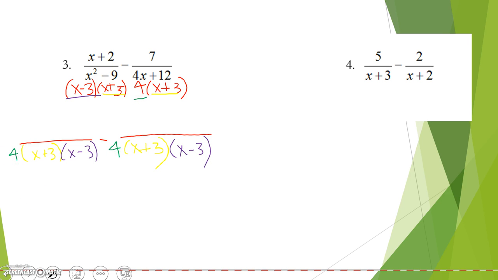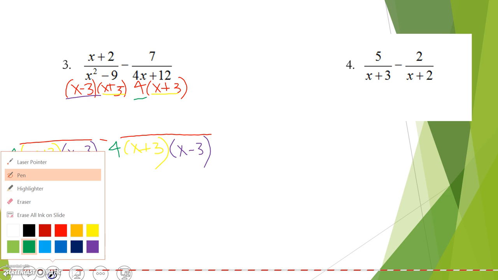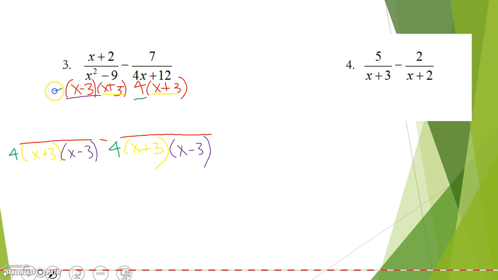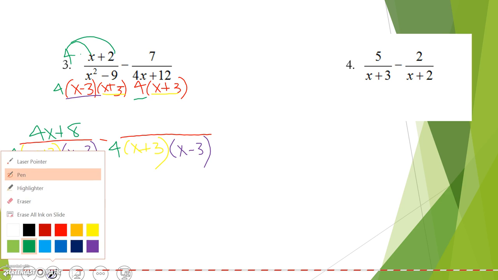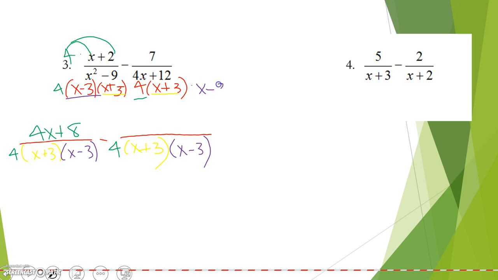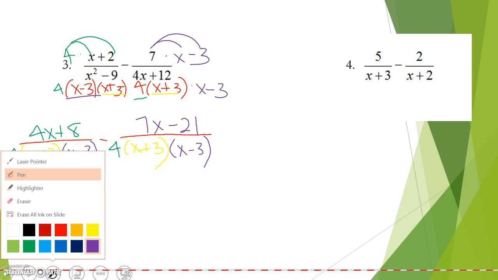So I use colors because we now need each denominator to have a green, a yellow, and a purple. So the first denominator, what it needs is a green. So I'm going to multiply the top and bottom by 4. And I have to distribute that 4, so I get 4x plus 8. The next one has a green and a yellow. It needs a purple. So I'm going to multiply by the x minus 3, and I'm again going to distribute the 7. 7x minus 21.